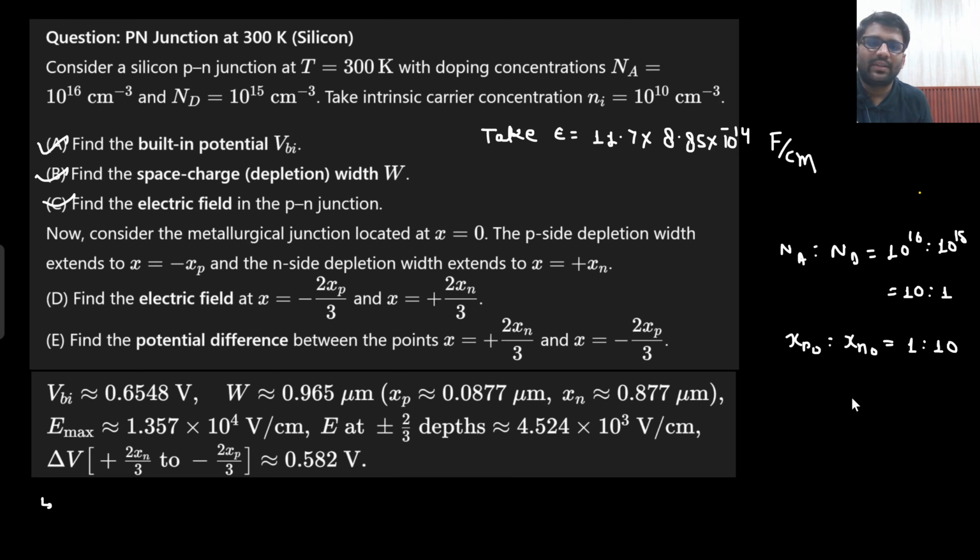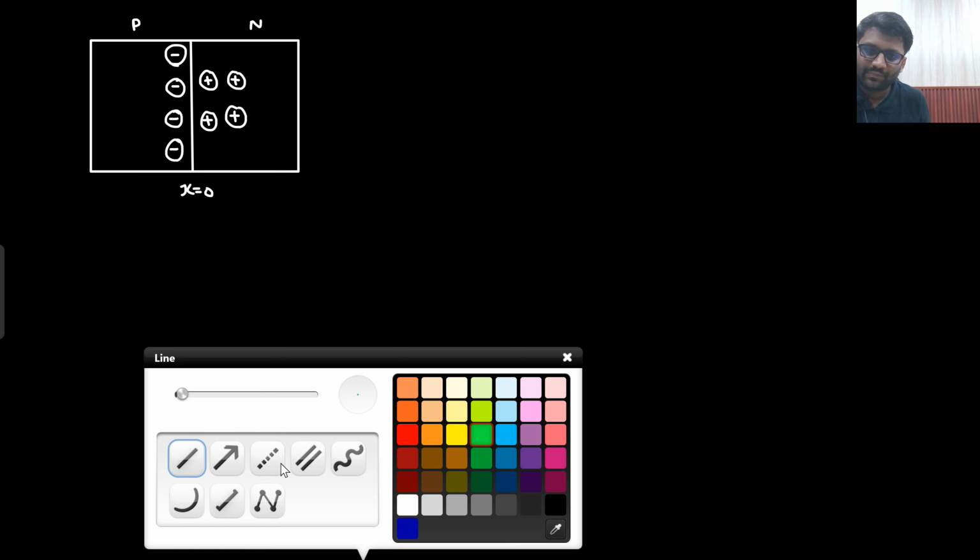This is my x equals 0. This is your P side, this is your N side. You can see that doping is more in the P side and lesser in the N side. So depletion width also, on P side depletion width would be lesser and on N side depletion width would be more. This depletion width would be lesser and this depletion width would be more. So this is your xn node and this would become your minus xp node. Okay, and this is your x equals 0.